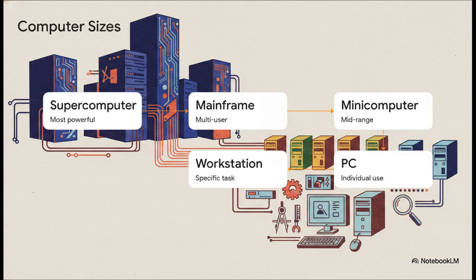Okay, let's jump into section 3, computers scaled by size. We can actually visually step down this hierarchy, starting from the absolute largest room-sized behemoths all the way down to the device sitting right on your desk. We have supercomputers at the very top, followed by mainframes, minicomputers, personal computers, and finally, workstations. Let's explore what makes each rung on this ladder so unique.